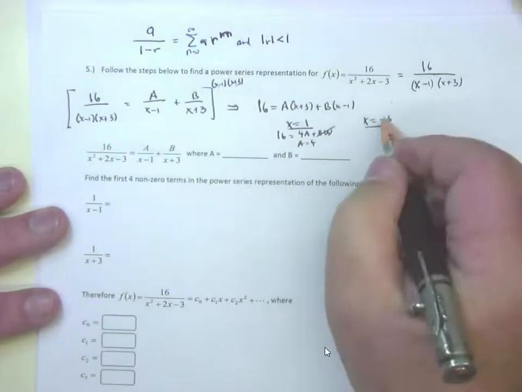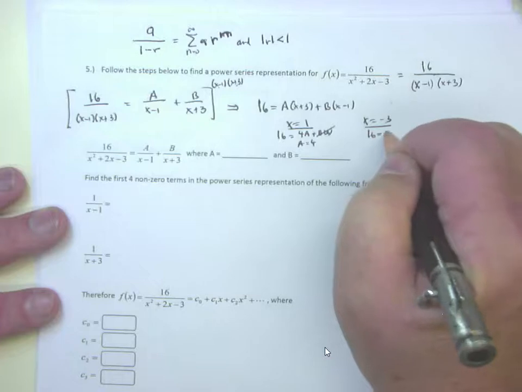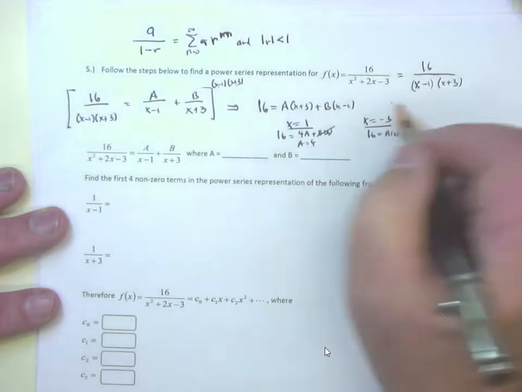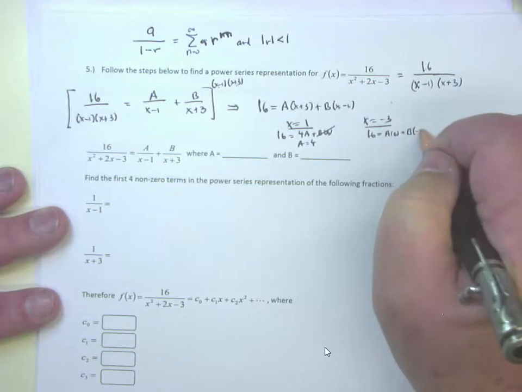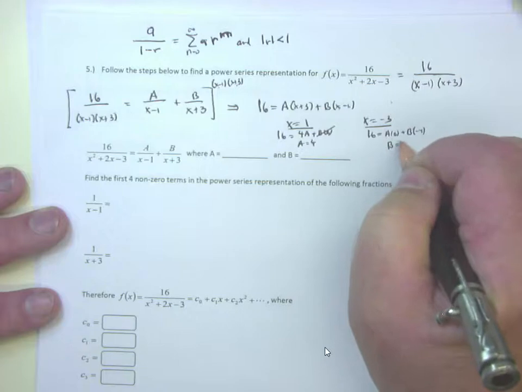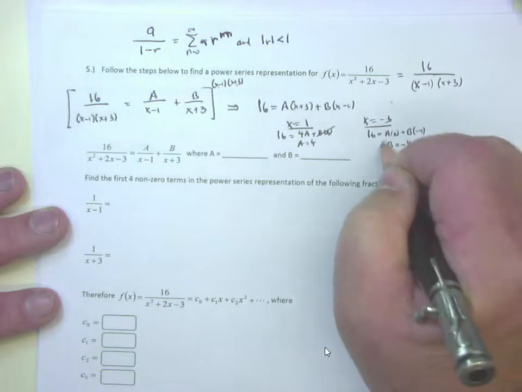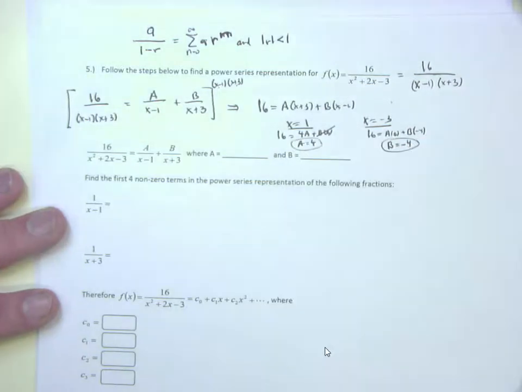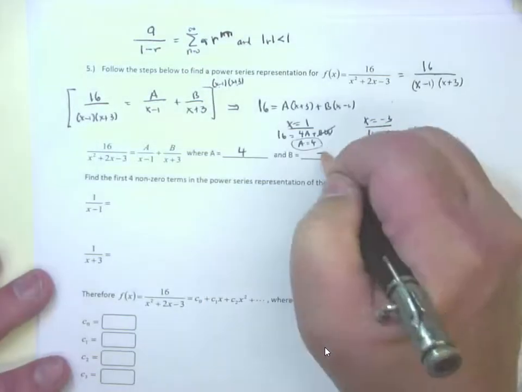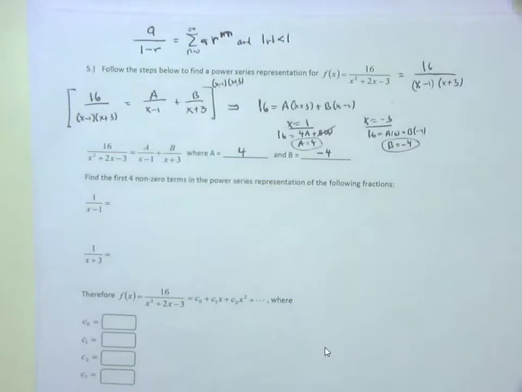Plug in negative 3, I get 16 is equal to a times 0, plus b times negative 3 minus 1, which is negative 4. So divide by negative 4, b is equal to 16 divided by negative 4, which is negative 4. So a equals 4 and b equals negative 4. Does that make sense? Any questions? Partial fraction stuff.